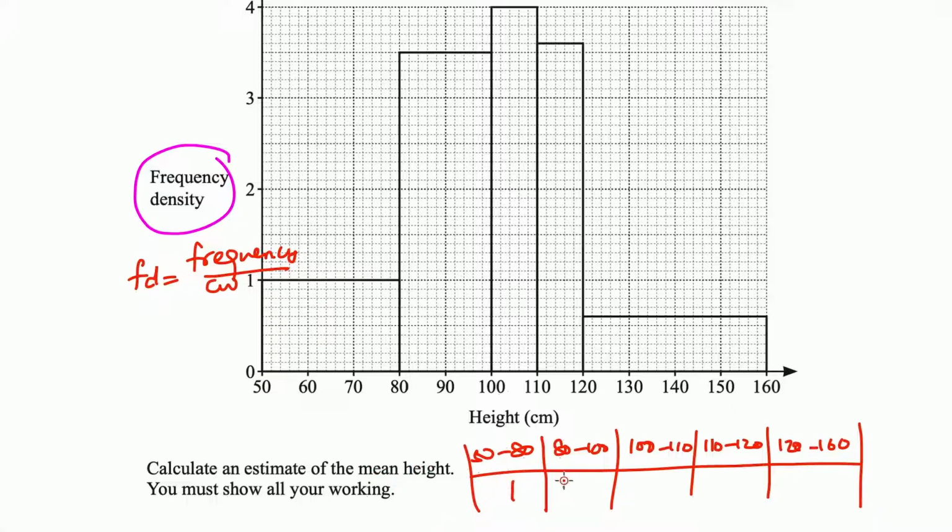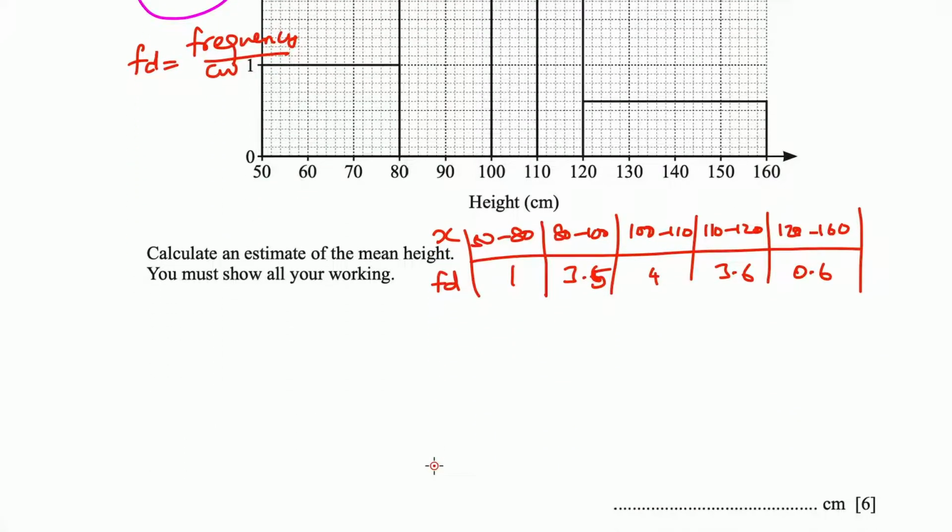This is 1, this is 3.6, 3.5, this is 4, this is 3.6, and this is 0.6. This completes the picture. Now we can leave the histogram and get to the normal picture. So this is the value of x and this is the frequency. Now they are asking for an estimate of the mean height.